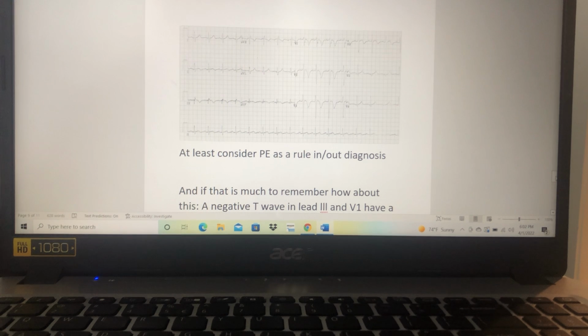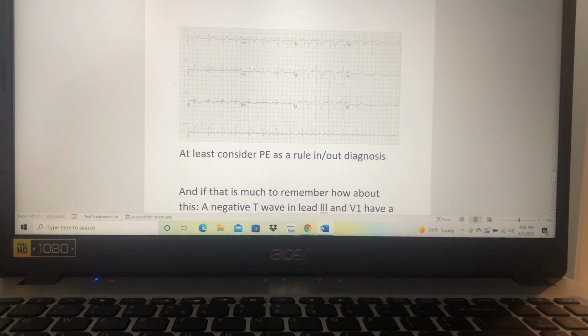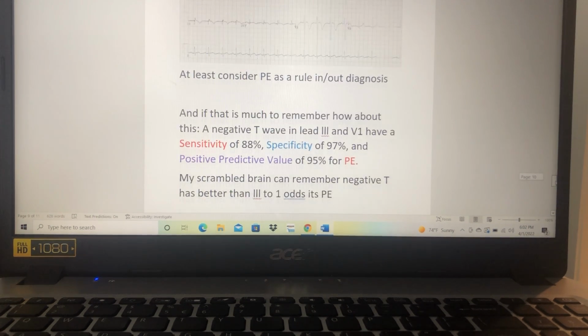Notice that they're not in a right bundle branch block. The T wave is the key. So let's just focus on the T wave. Let's make sure we're looking at those T waves and we don't take that T wave inversion for granted, and at least try to rule out the possibility of a PE.